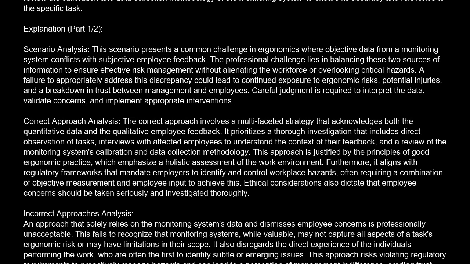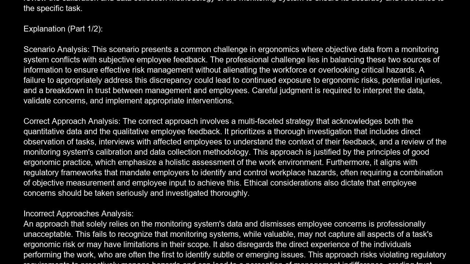The correct answer is C. Conduct a detailed task analysis involving direct observation of the operators performing the task. Conduct semi-structured interviews with the operators to understand the nature and context of their reported discomfort, and review the calibration and data collection methodology of the monitoring system to ensure its accuracy and relevance to the specific task.